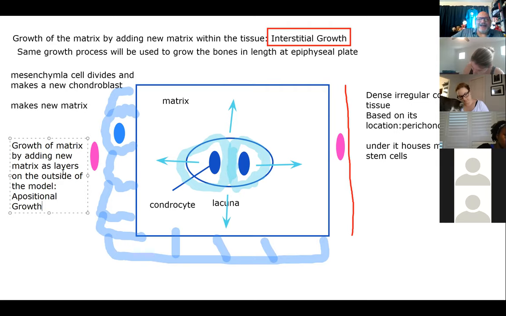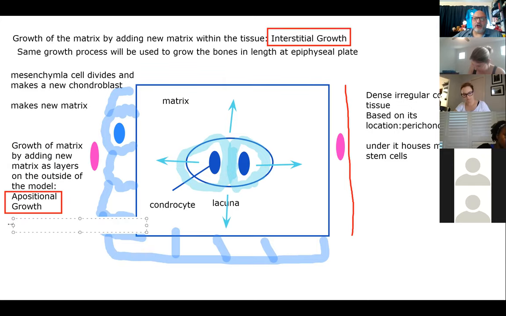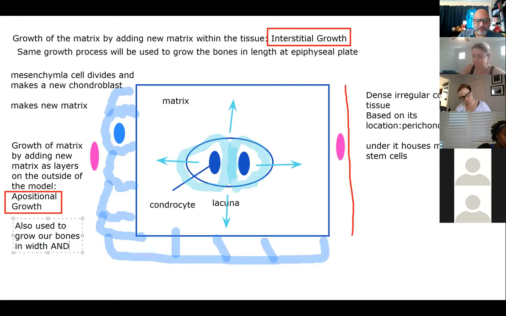So what we were doing is we were adding new layers, more and more matrix on the outer surface, and this we call appositional growth. This growth process is going to be used to make our cartilage model, but it is also used to grow our bones in width. And if that wasn't enough, it is used to form our osteons.